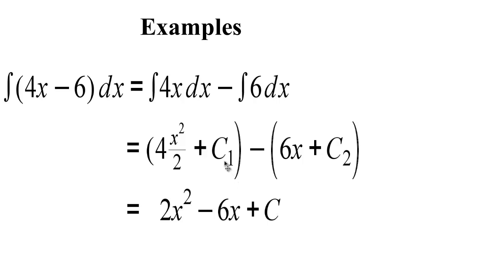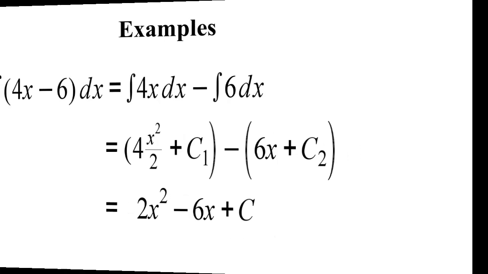You're probably legitimately wondering what happened to all those constants. In the end, actually, it doesn't matter. We're going to show you in more detail when we get into definite integration, but in the end, it doesn't matter. And by the way, if you check this by taking the derivative, the derivative of 2x squared minus 6x plus c is indeed 4x minus 6, our original integrand.